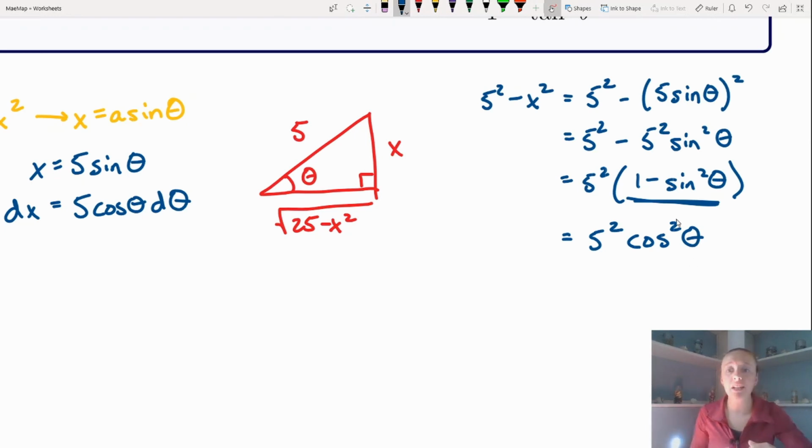So for my bookkeeping, I have what 5 squared minus x squared is equal to when I make that substitution in terms of x. It's going to be 5 squared cosine squared theta.